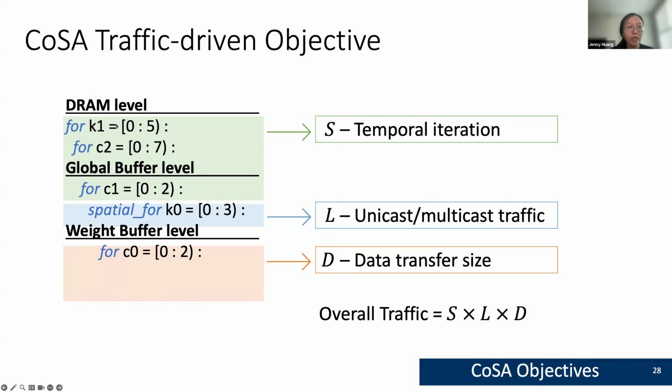A typical way people think about it is they define it as weight stationary, output stationary, and input stationary. What it says is that if we have an irrelevant rank for weight stationary at the innermost level, we're reusing the weights for the innermost rank's number of times, right? So that's how we calculate this overall traffic and reason about different dataflows using this traffic-driven objective.